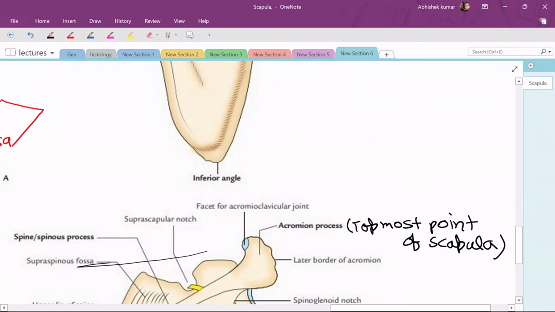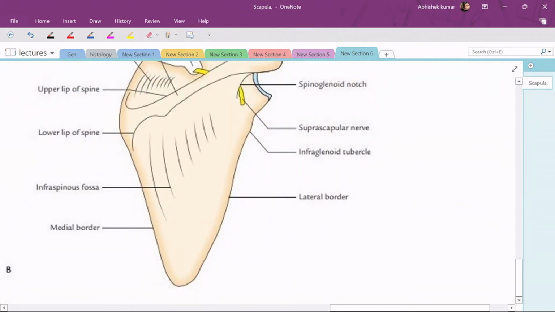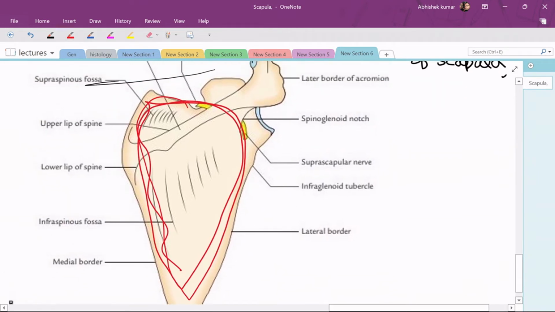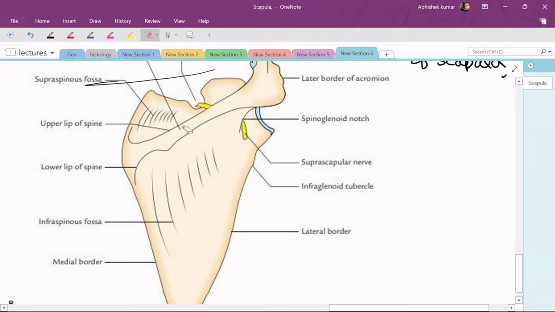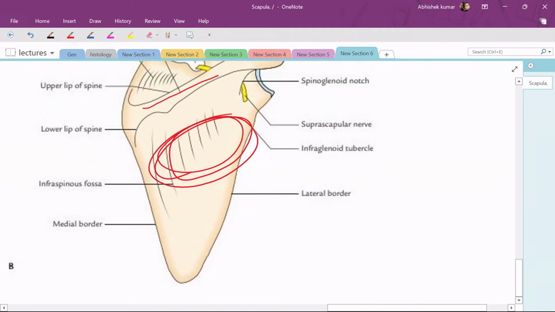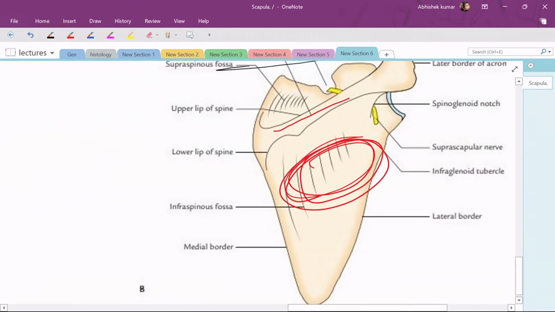So let me tell you that this whole is the dorsal surface of the scapula. Now the dorsal surface of the scapula is divided into two parts by this spinous process. That means one is your upper part and one is your lower part. This upper part is called the supraspinous fossa because it is superior to the spine, and the lower part is known as the infraspinous fossa.